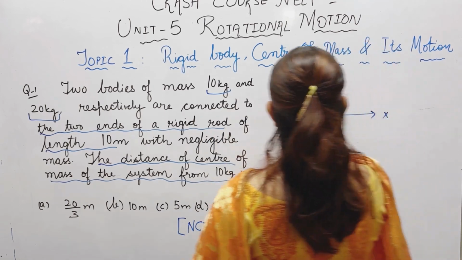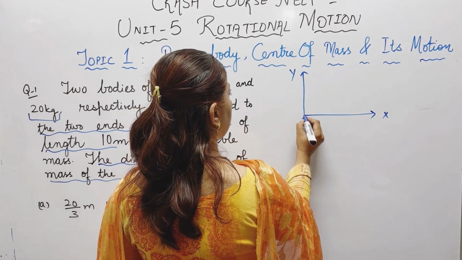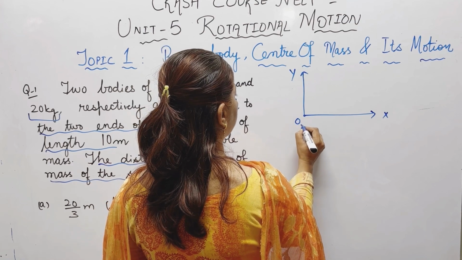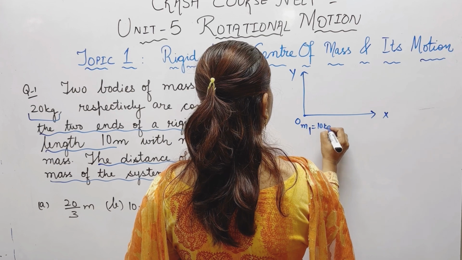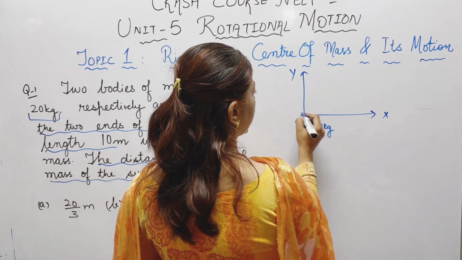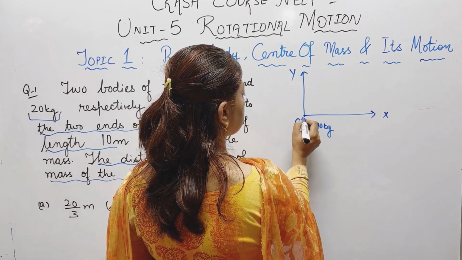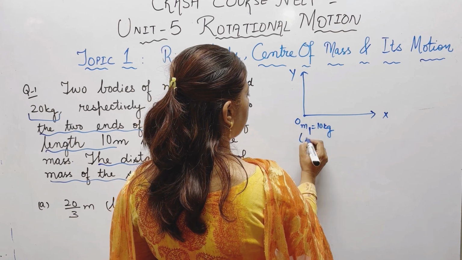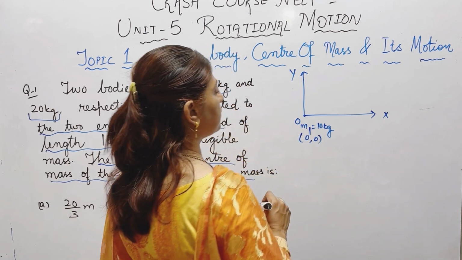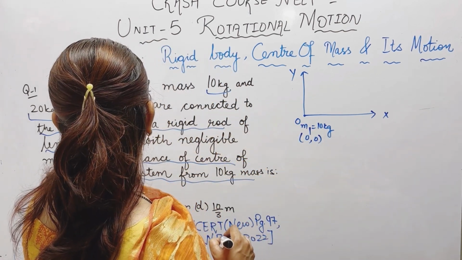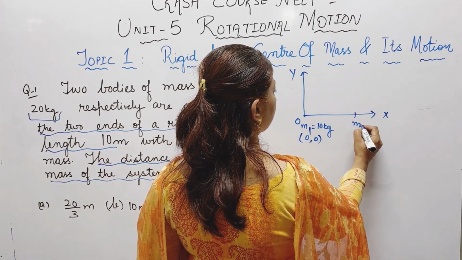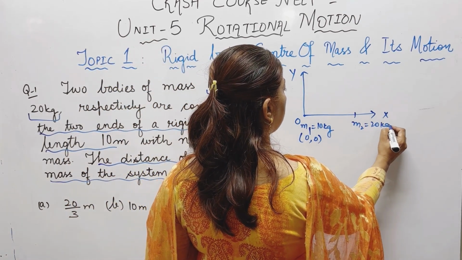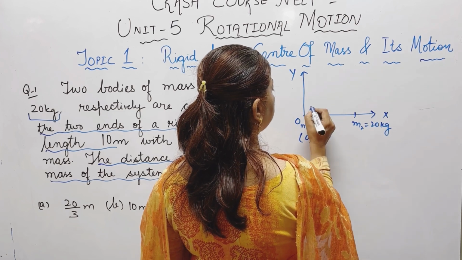Let it be the x-axis and the y-axis. This is the position of mass m1, that is 10 kg. And along the y and x-axis, this is the origin at O, and the position is 0. And the other one is 20 kg. m2 is 20 kg at a distance of 10 meter from here.